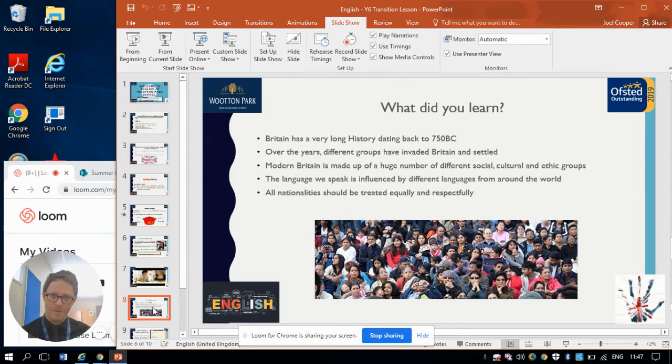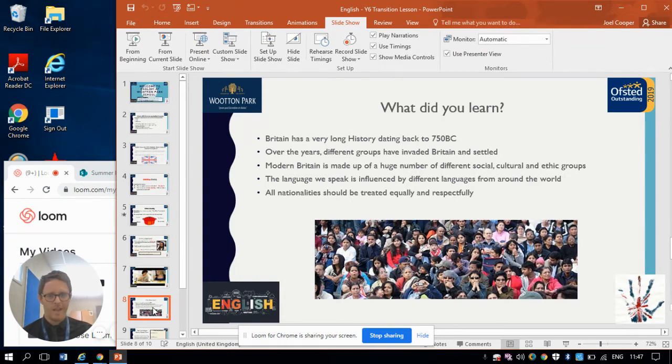Now, another important aspect of the way in which Britain has developed over time is that the language that we now speak, English, is actually influenced by a whole range of different languages from around the world. It's believed that there are around 90 different languages that all exist within our own English language. So the way in which we speak, the place in which we live, everything about Britain is made up of a recipe of lots and lots of different cultures and different groups from around the world.